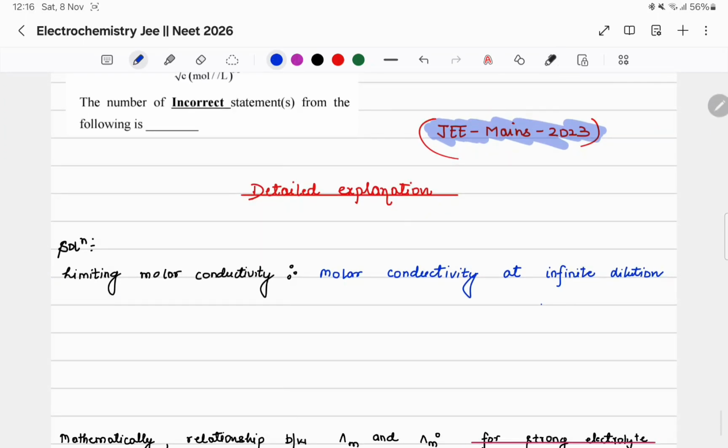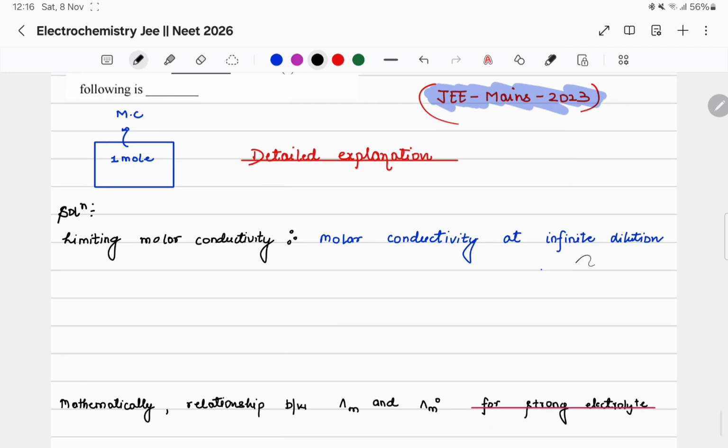See, molar conductivity means: suppose one container is there, and in it there is 1 mole of solution or 1 mole of electrolyte. That conductivity is known as molar conductivity. From molar conductivity only, one concept came into existence, that is known as limiting molar conductivity. If we talk about the definition, it is molar conductivity at infinite dilution. Now we have to understand what we mean by infinite dilution.